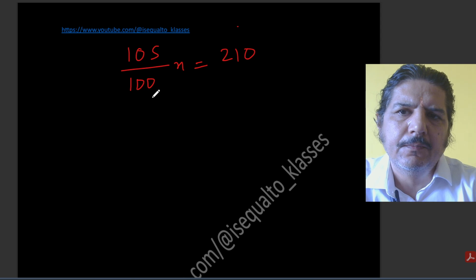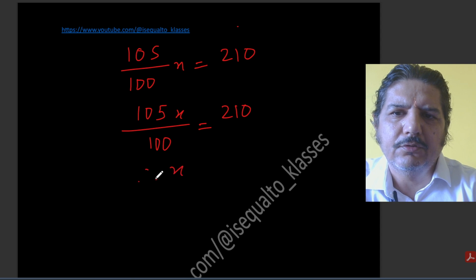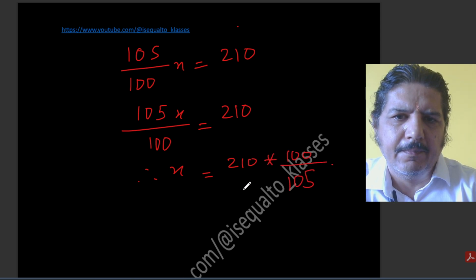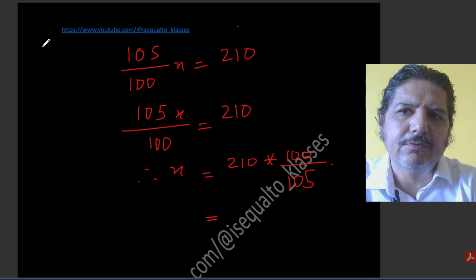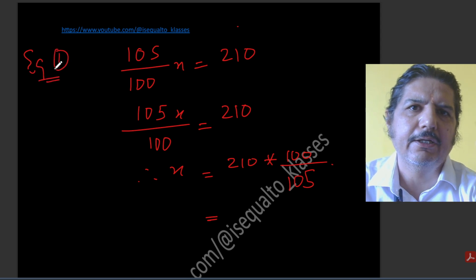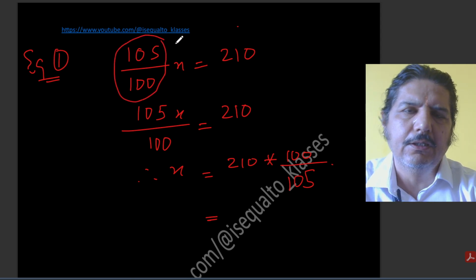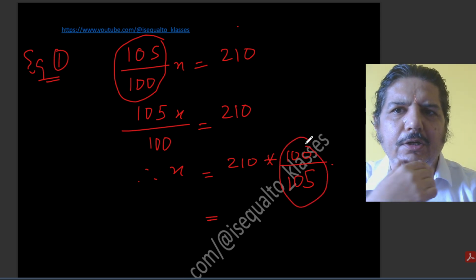How do we solve this? Basically, we can write this as 105x upon 100 is equal to 210, and therefore x is equal to 210 multiplied by 100 upon 105. So this is the first type of equation that we will need to solve. Whatever be the fraction on the left hand side, I'll take the reciprocal on the other side.